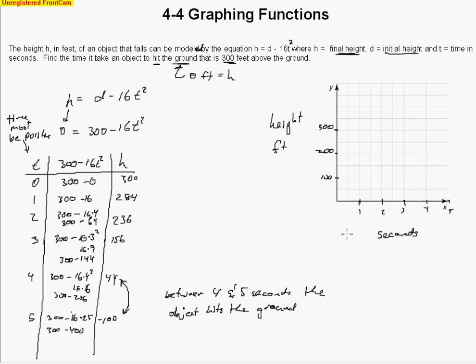And so what we're going to do is start at 300 at 0 seconds, and then after 1 second it was down to 284. So there's 250, so 284 is going to be somewhere up in here. And then at 2 seconds it went down to 236. So there's 250 again, so 236 would be below that, somewhere in this region. At 3 seconds it was at 156, so there's 150, so just above that line. And then after 4 seconds it was at 44 feet. So it's going to be somewhere right in here. And then after 5 seconds, well, it's negative 100.